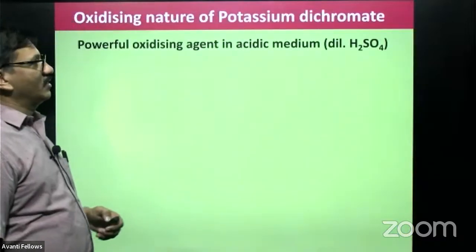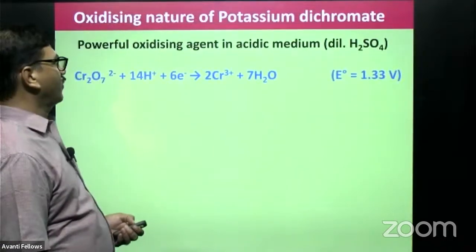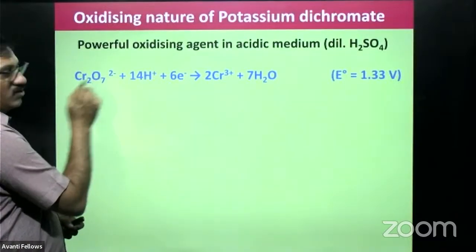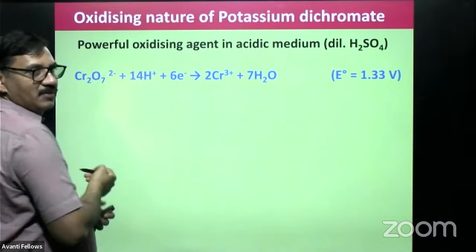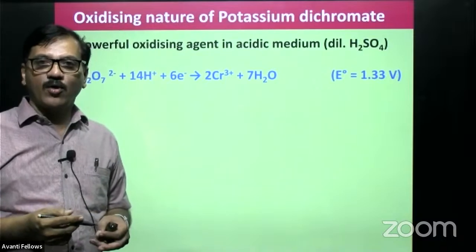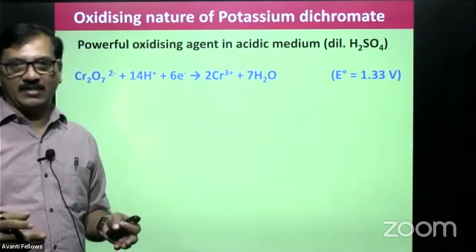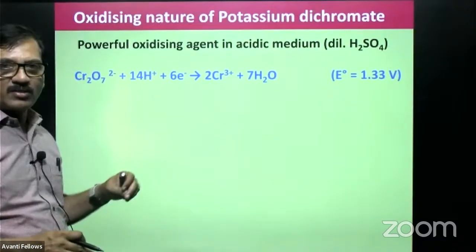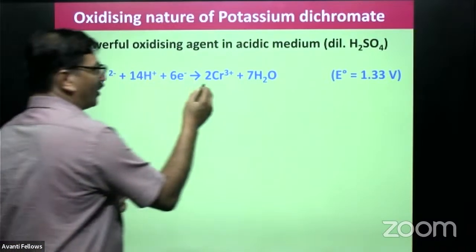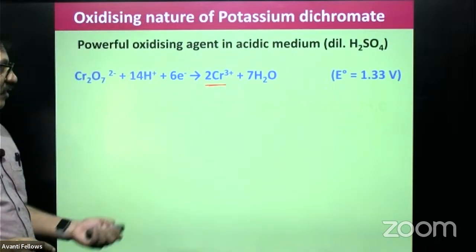This is a powerful oxidizing agent in the acidic medium. Dichromate ion is written like this, Cr2O7 2-. In the presence of an acid, it gains electrons. It gains electrons means it is undergoing reduction, and undergoing reduction means it is an oxidizing agent. So potassium dichromate is an oxidizing agent. The key thing to note is Cr2O7 2- is converted into Cr3+.